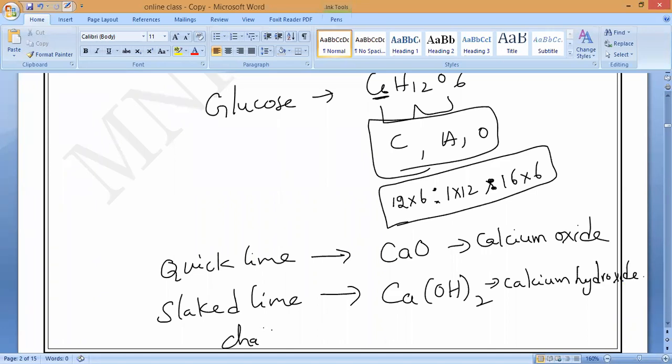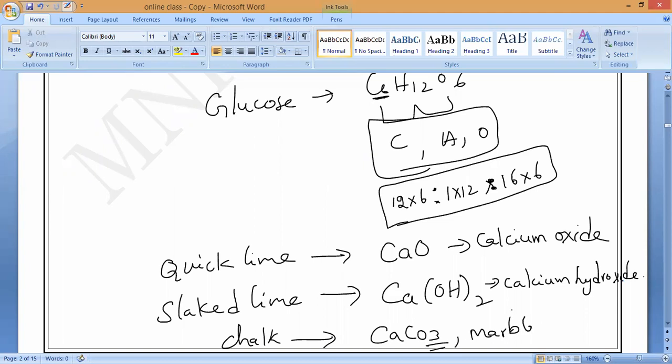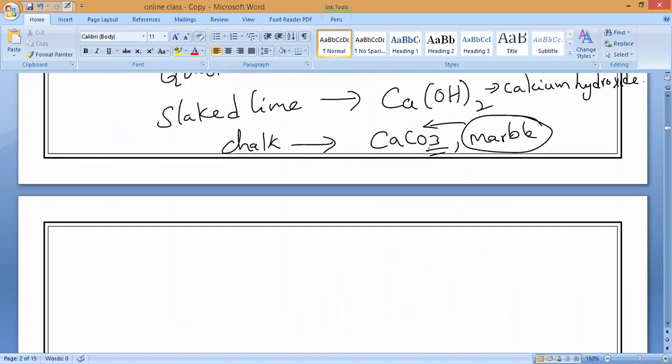Correct or not? Chalk is also a compound. What is that? Can you say? Calcium carbonate, CaCO3. That is what you have to remember. Chalk or marble, they are all made up of CaCO3 only. So these are all examples of what? Compounds. That is what you have to remember.